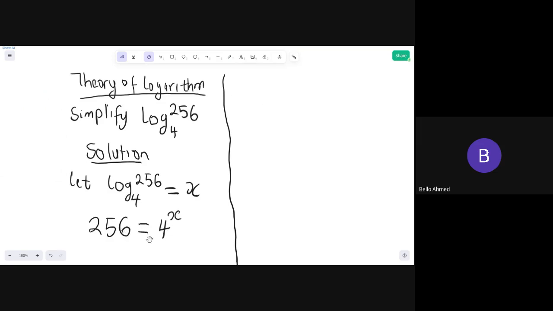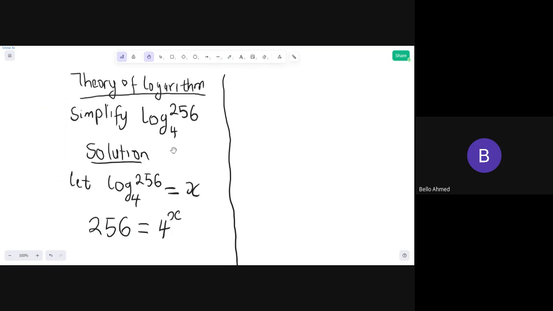Now, if you want to deal with this in indices, you remember this is an equation involving indices, and what we normally do in an equation involving indices is that we try to make the base on either side of the equation equal. And remember this 256 is raised to power 1, and we don't need to write the 1. Now, any number that is not a prime number, please try to break it down, because I always talk about indices as breaking down.